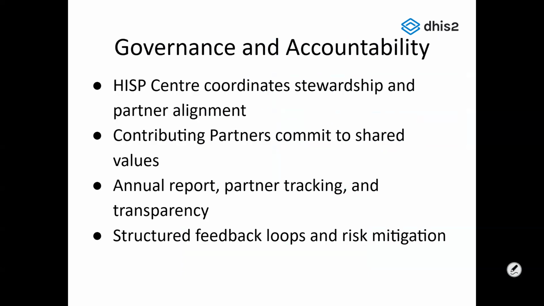A little bit on governance and accountability. So we will coordinate this at the HIS Center. So we will be having the MOUs and the contracts and everything, and then introducing contributing partners to the rest of the DHIS2 community ecosystem. Contributing partners will commit to sharing our values. We'll hopefully publish an annual report saying these are who they are, this is what they're doing, this is the kind of innovations that are coming out, and try to be as transparent as possible.